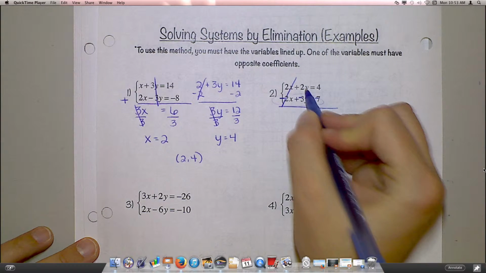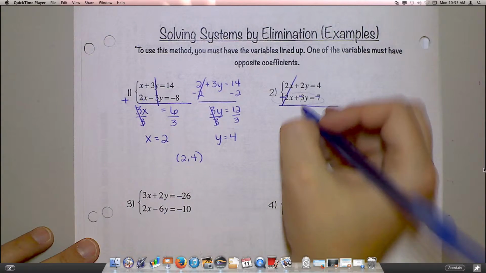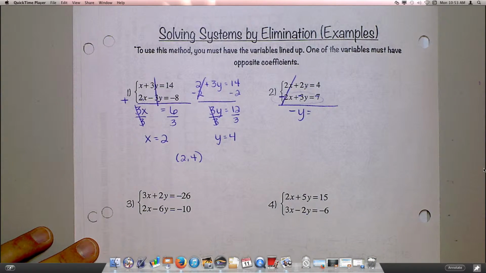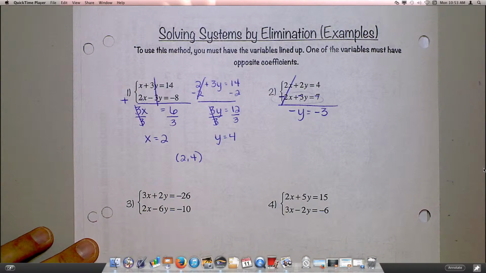What's 2 plus negative 3? Because remember now that's negative. Negative 1y. And 4 plus negative 7? Negative 3. Negative y equals negative 3, so y is positive 3.